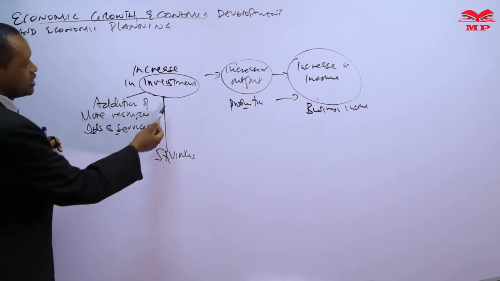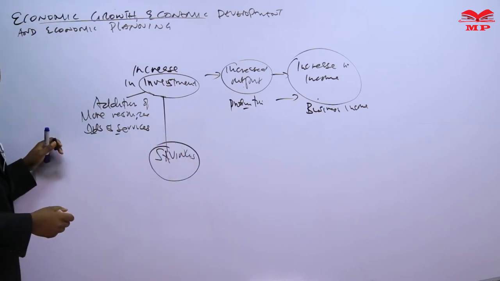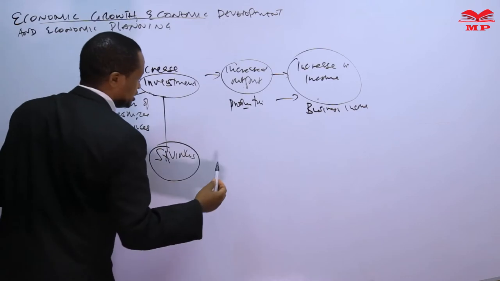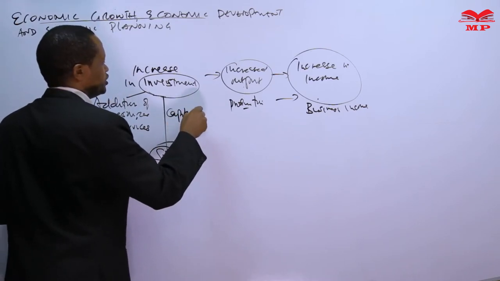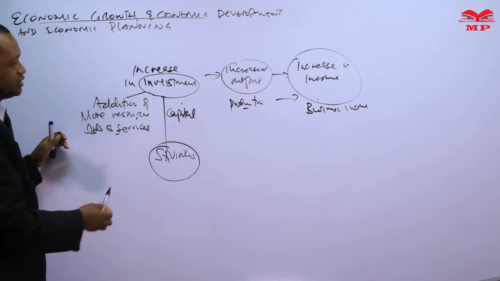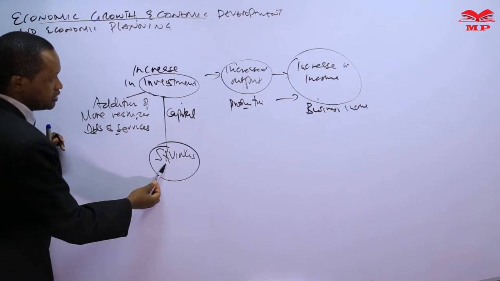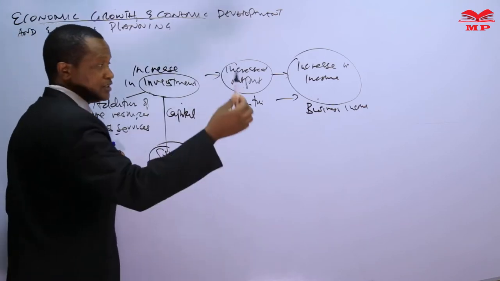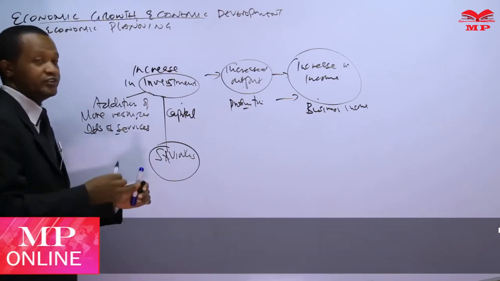Investments come from savings. When you make savings, then you'll have enough resources to invest. You'll have what we call capital to invest. Okay? So investments are drawn from savings. If it's a company, it may have, for example, retained earnings.